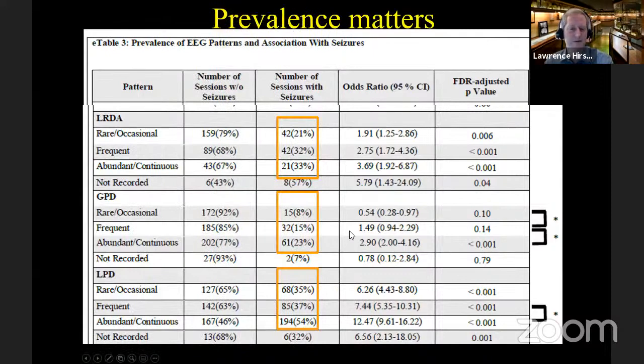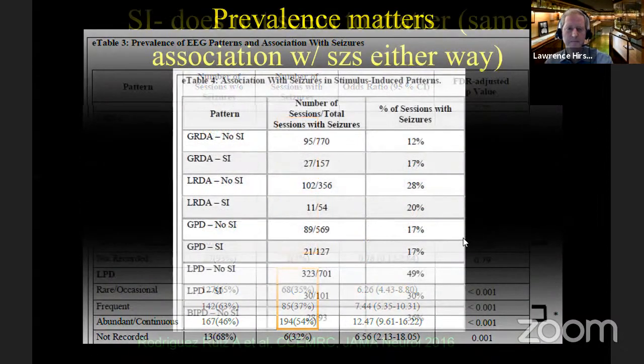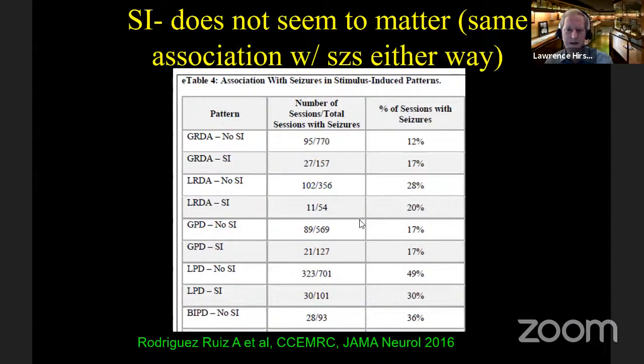As far as modifiers, they did seem to matter. Prevalence definitely matters. With higher prevalence, you'll see a higher rate of seizures. You see, for example, with GPDs, when it's abundant or continuous, there is a much higher rate of seizures than when it's only rare. Being stimulus induced did not seem to matter much either way. If you look at GPDs, the rate of seeing definite seizures was exactly the same whether they were stimulus induced or not stimulus induced.